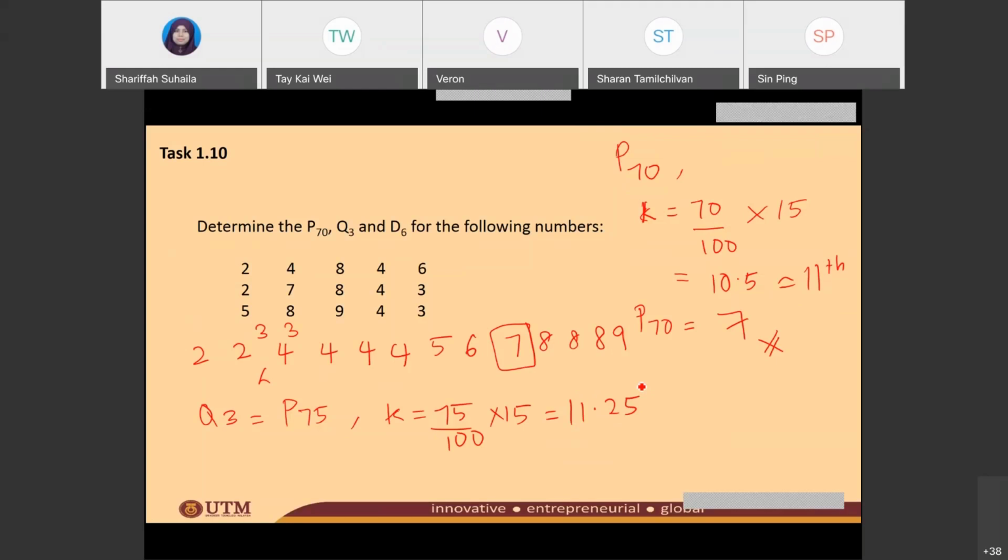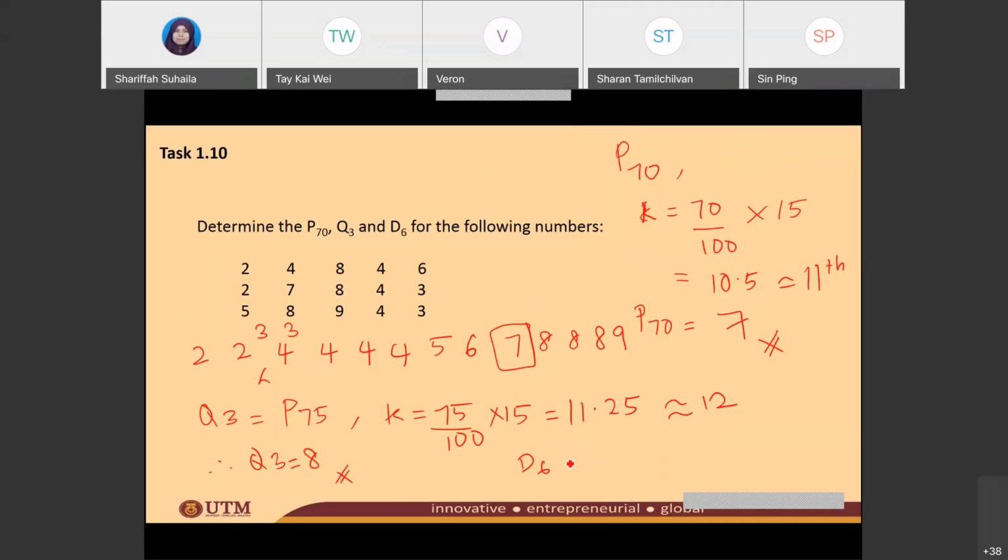Again, it is not an integer, so you just round up to 12. We take 12. So now what is your value? Okay, good. So you have Q3 is equal to 8. Okay, the last one.